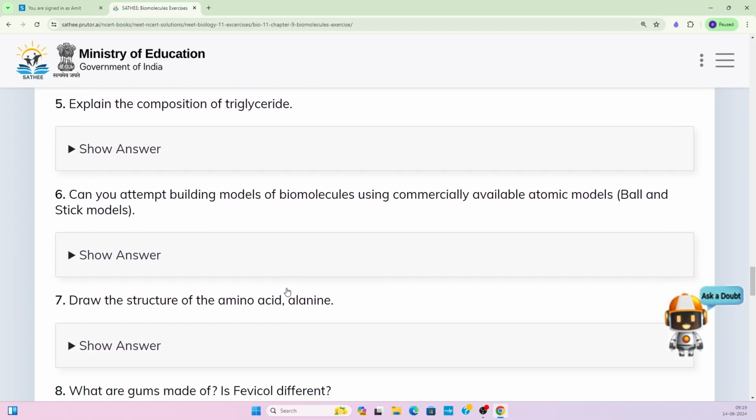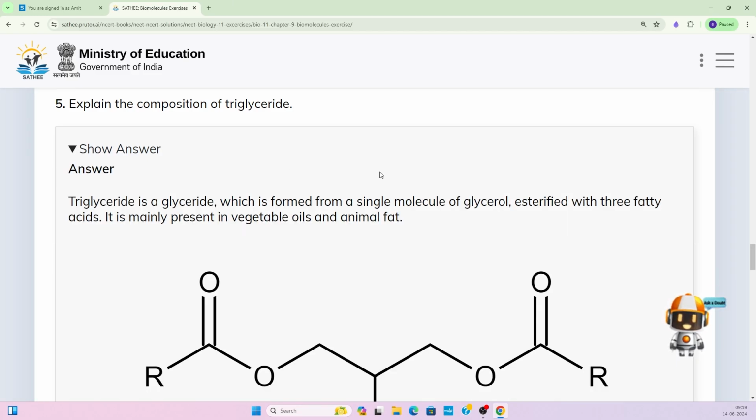Okay, so moving to our next question, the fifth question says, explain the composition of triglyceride. What is the composition of triglyceride? So let us see the answer.